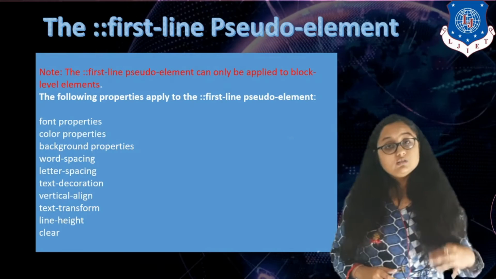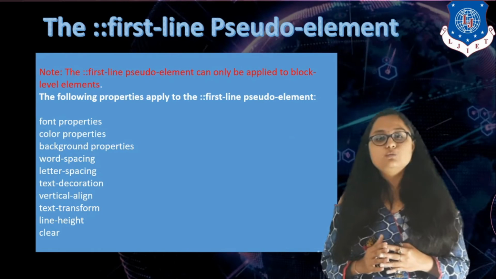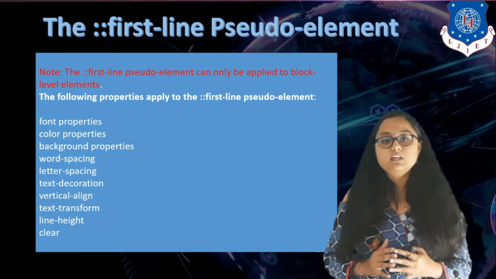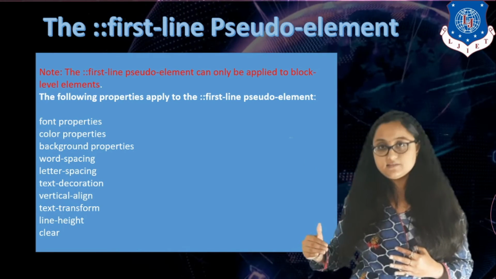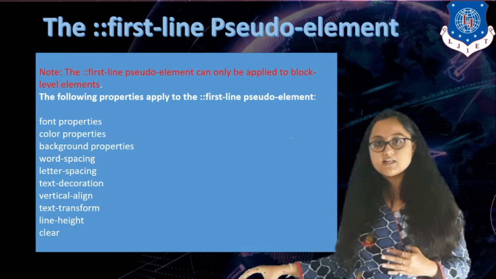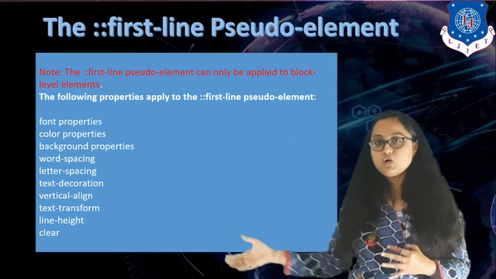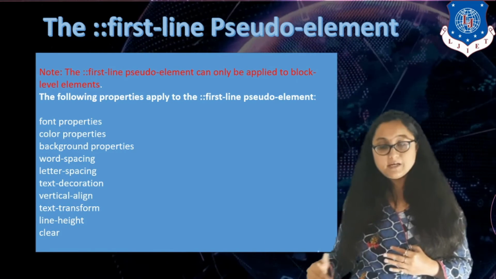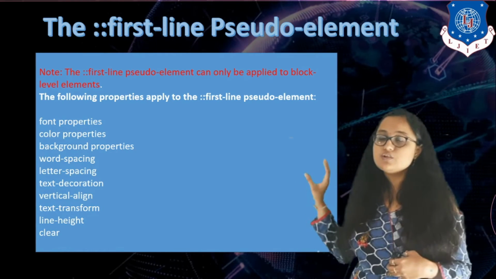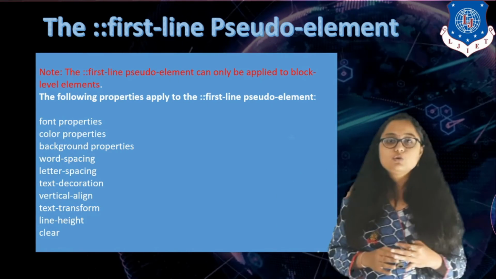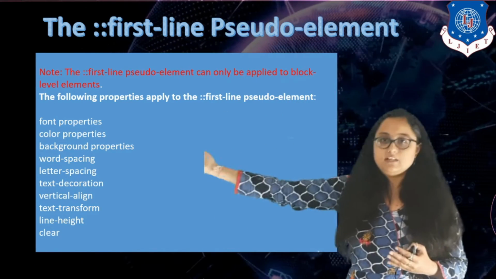Now there is a note that you need to understand. The first-line pseudo element can only be applied to block level elements. What do you mean by block level elements? Block level elements are elements that by default break the lines, so you do not need to specify BR, such as the P tag. These are by default block level elements, they break the line. If there is any element which is not breaking the line, you cannot use first-line with it, because there is no line break, so there will be no first line.